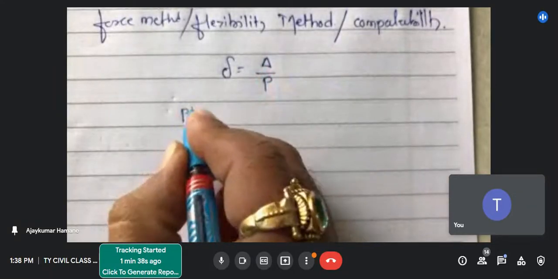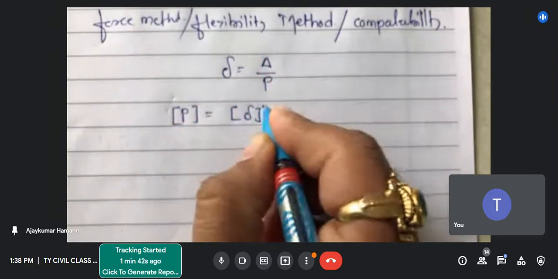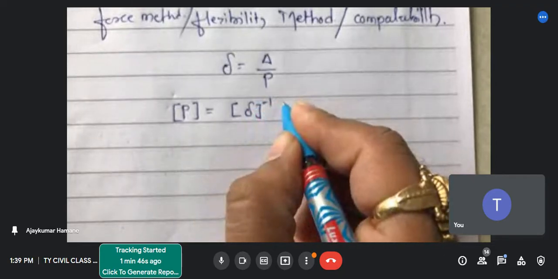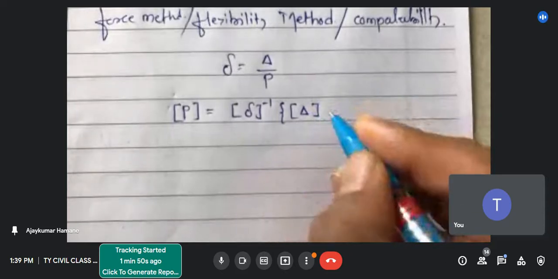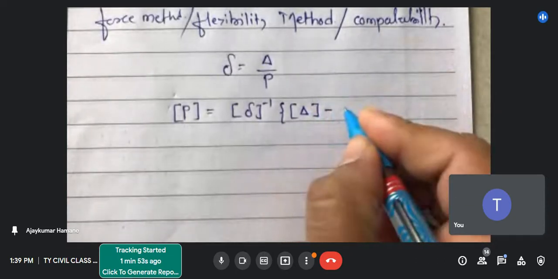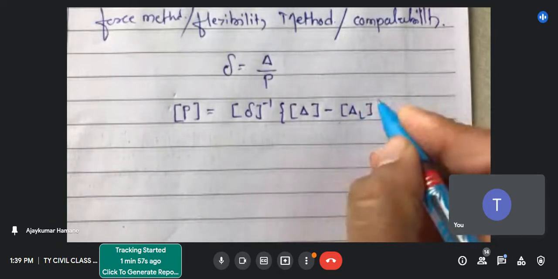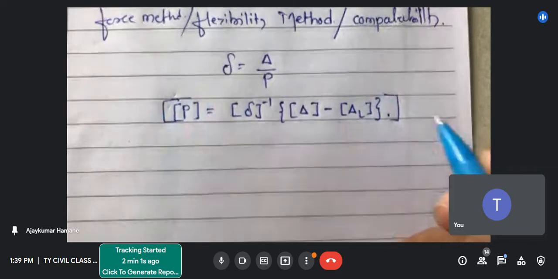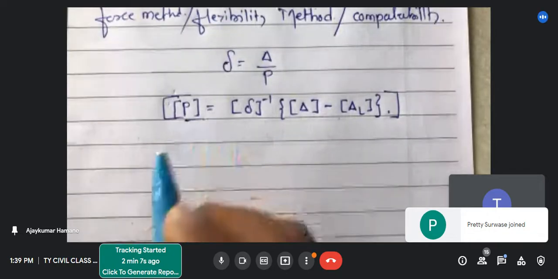So here what we are finding out is the P force, and the inverse of this flexibility matrix, and in bracket the total displacement at that coordinate minus the displacement due to the loading. So we are using this one to calculate the unknown forces in the indeterminate beam. Okay, this formula we are using.